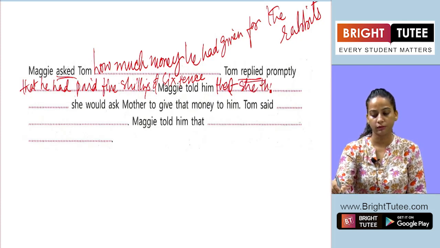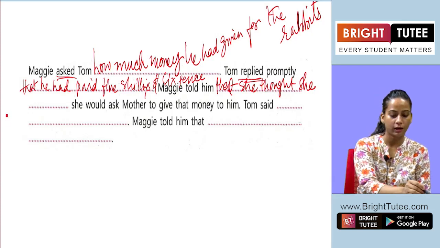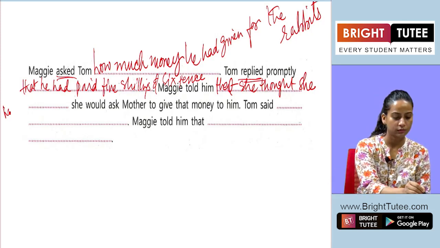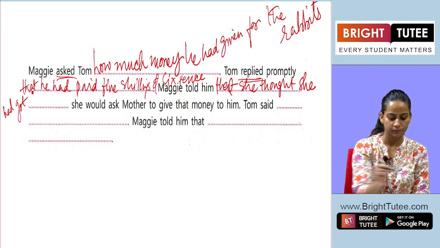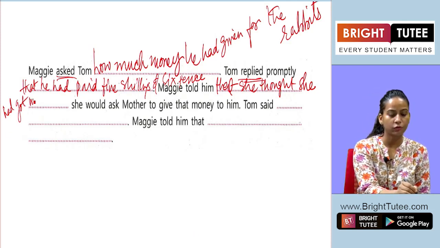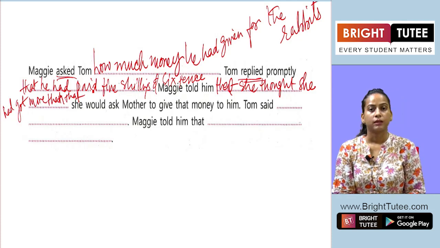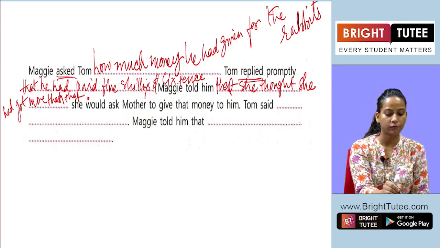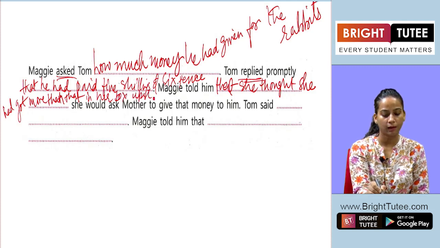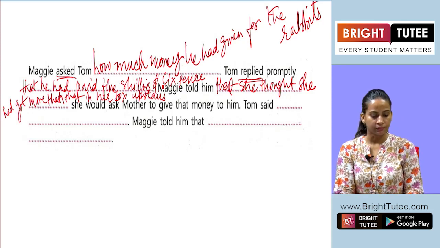She thought she had got more than that in her box upstairs. In her box upstairs. The rest of the sentence is going to remain the same. Clear?